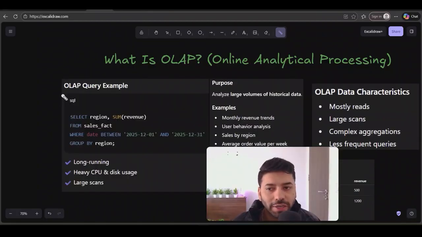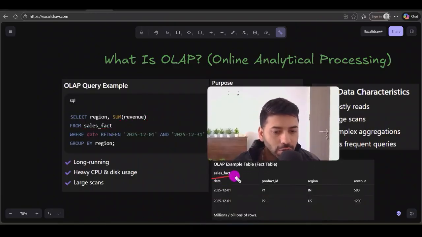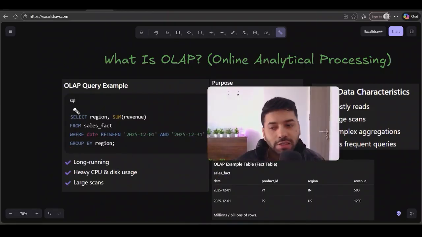Now let's see an example query of OLAP. Here we do select region, and then an aggregate operation, sum of revenue, from sales fact. Sales fact was our table, you can see it here, right? Then we say where date is between this and this, so we have given the date range, and then we group by region. Correct. So this is an example query for OLAP. OLAP queries are generally long running. They have heavy CPU and disk usage, and they have large scans.